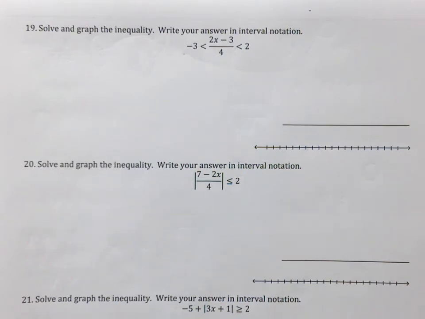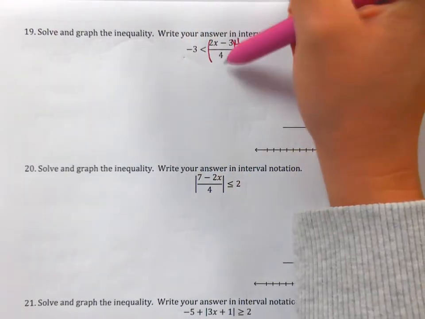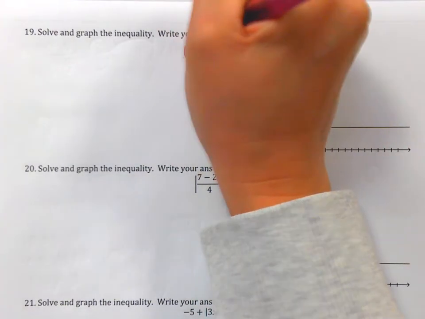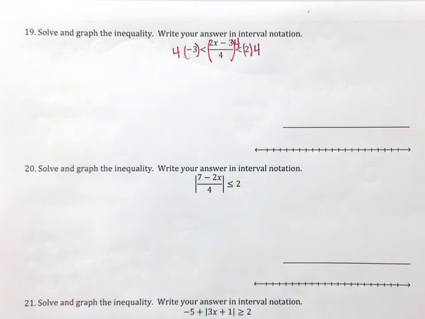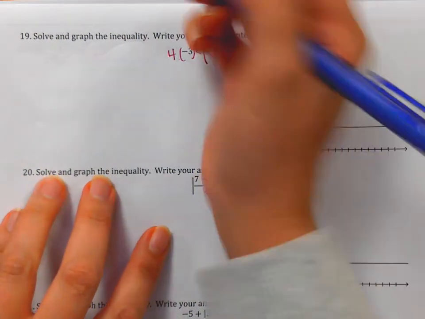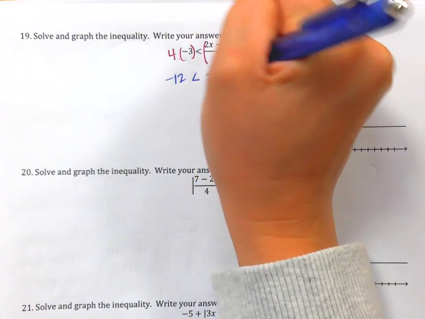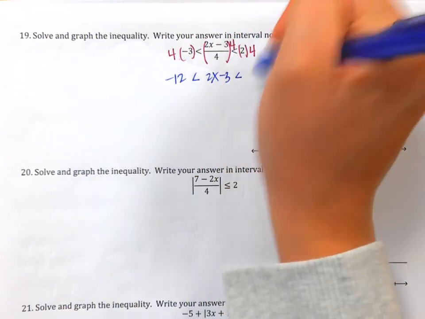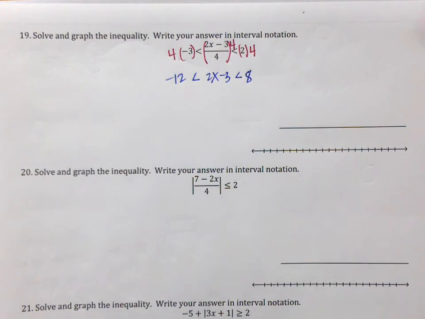So what I'm going to do is start by getting rid of the 4. And if I multiply this by 4, I also have to multiply here by 4 and here by 4. So 4 times negative 3 is a negative 12. And then inside is now just 2x minus 3. And then 2 times 4 is 8. Keep going with the problem.